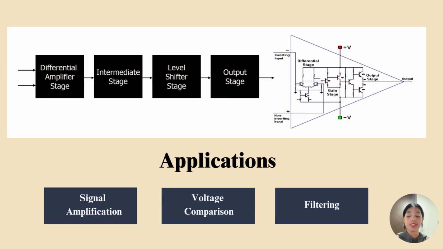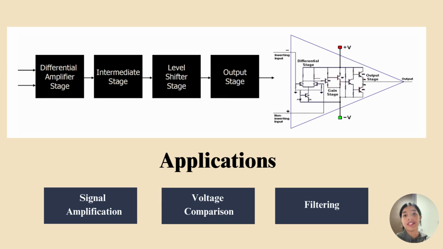The second stage is the intermediate stage. This stage further amplifies the signal that is received from the input stage. It operates with direct coupling, meaning that the DC voltage level is higher than ground potential, allowing it to have a smooth signal transition to the next stage.